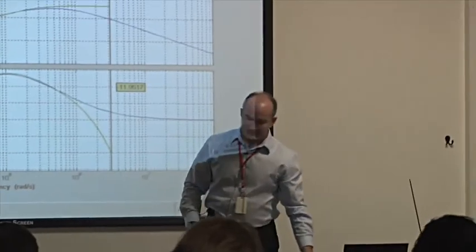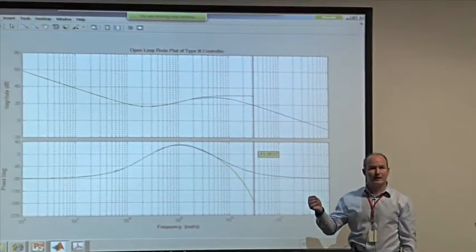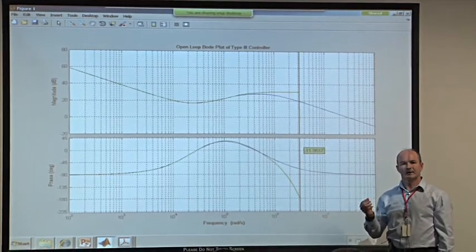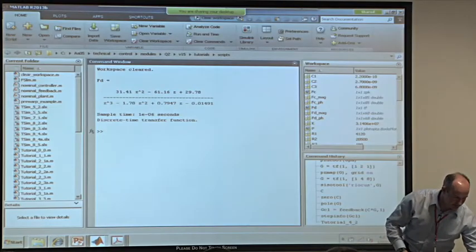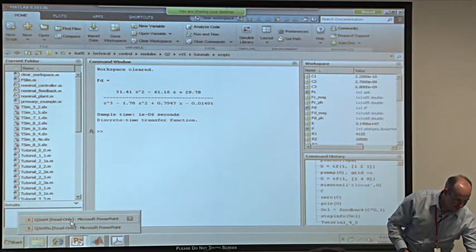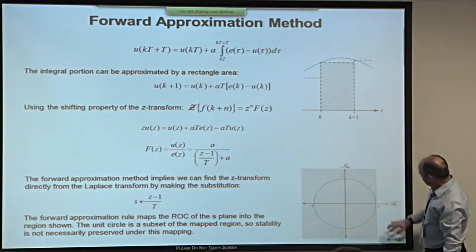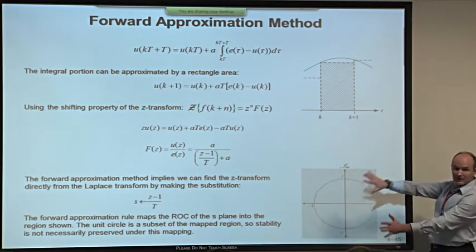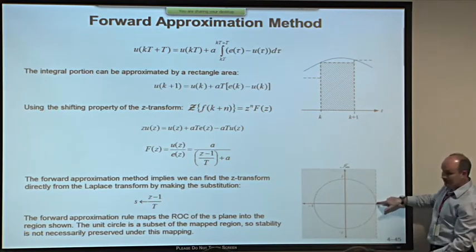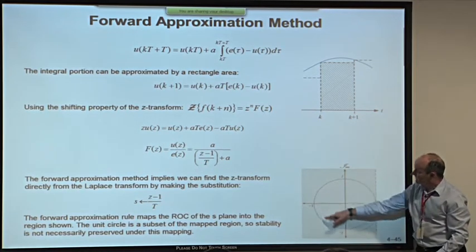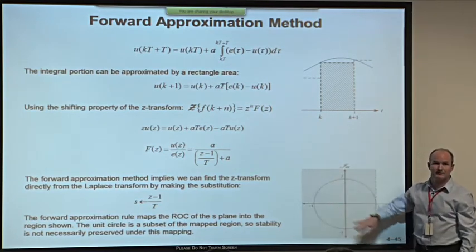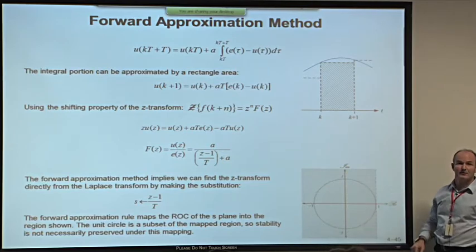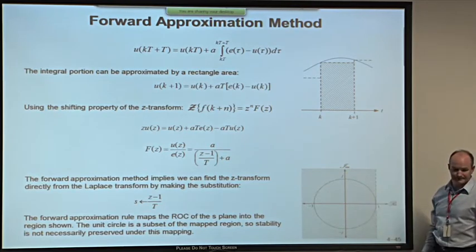So you've got to be careful with this. The forward approximation method might work well for very high sample rates, but because it has this ability to make stable systems unstable, be careful. The reason that it happens is that when we map the left half plane of the s-plane, it ends up over here. You get the entire left half plane moved along to the right by 1 and contracted a little bit towards that point. The unit circle is but a subset of that. So a stable pole might very well end up outside the unit circle after you map it using the forward approximation technique. You've got to be a little bit careful with it.